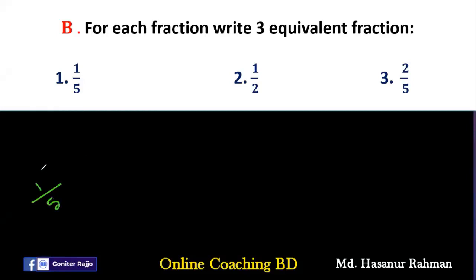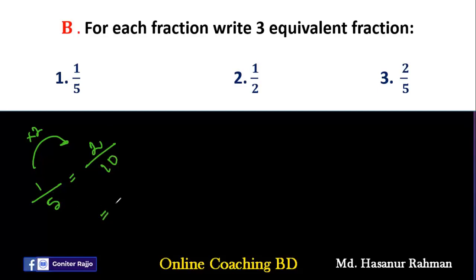Look, we have to multiply this fraction by 2. If we multiply this fraction by 2, we will get one equivalent fraction. Multiplying this fraction by 2 means we have to multiply numerator and denominator both by the same number. So multiplying this one by 2: 2 1s are 2, 5 2s are 10. So we can say 2 by 10 is an equivalent fraction of 1 by 5.